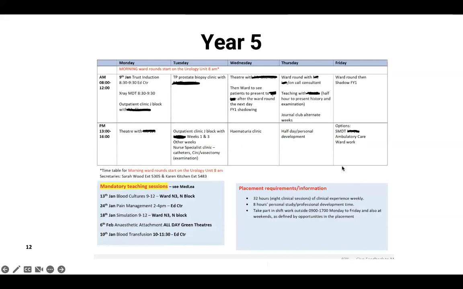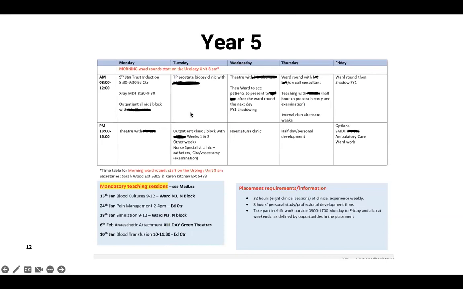And then on Thursdays, there's a half day for personal development. Usually that's timed where you can revise or go back over things you've learned earlier in the week or prepare for the next week. And then ward round, and then she's got other things to do on Friday afternoon as well. With year 5, it's a bit of flexibility. It's about you organizing everything and going in the morning and making sure you get stuff done.